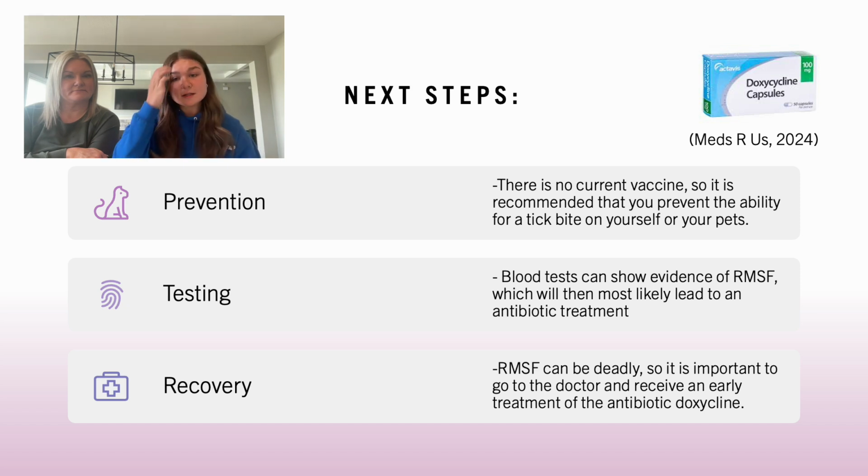Testing is very good. You can get blood tests, which will show evidence of RMSF, which will then most likely lead to an antibiotic treatment, which is very nice because this specific disease has that ability, since there are a lot that are untreatable. Recovery, so since this is a deadly disease, it is important to go to the doctor and receive an early treatment of the antibiotic doxycycline, which will help reduce the severity and keep a patient alive.